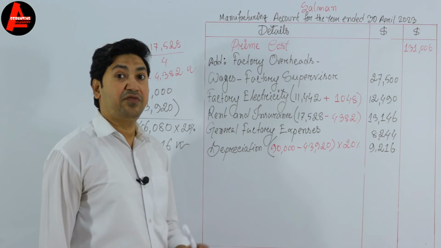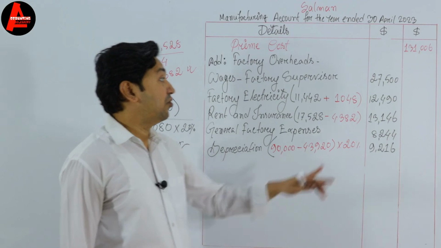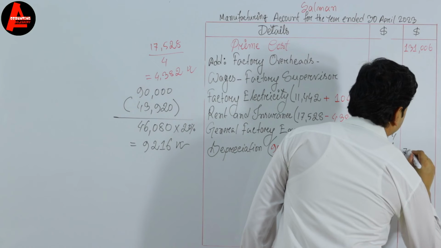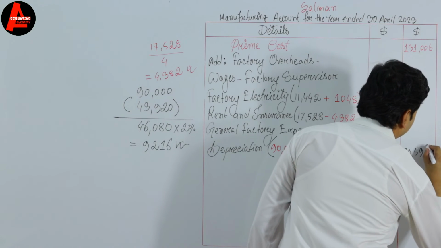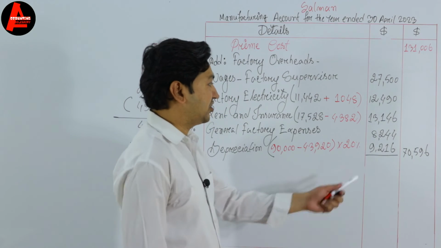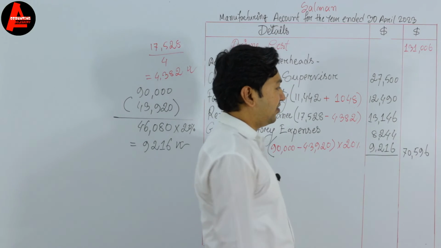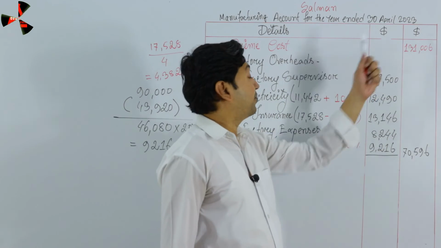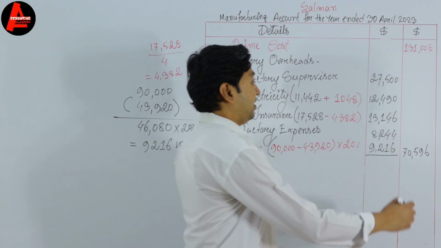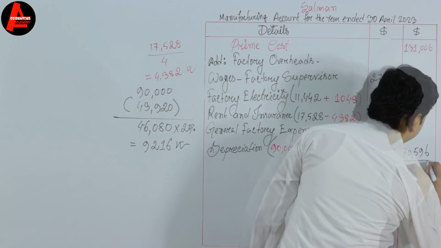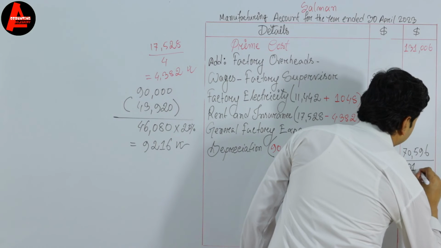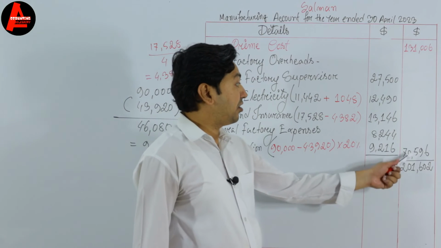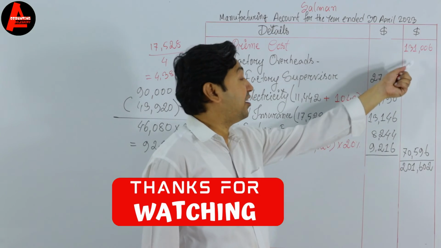So we finished. We wrote all 5 factory overheads here. Now we will sum up this all. So what you get here, $70,596. Okay, this is total factory overhead. Great. Now we'll add factory overhead to the prime cost. So let us write here the addition. It is $201,602. Okay, the addition of these two amounts, factory overhead and prime cost.